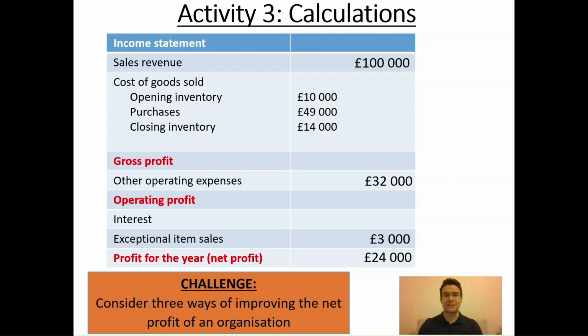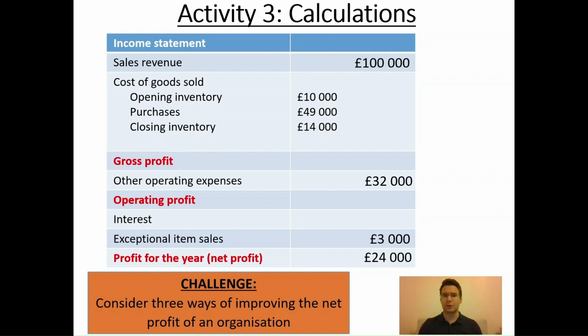We started off with sales revenue, that's the income into our business, of £100,000. And then we've got cost of goods sold. We opened with stock or inventory levels of £10,000. Then we purchased throughout the year £49,000 worth of stock. We closed with inventory, otherwise known as stock, of £14,000. So it looks as though, even though we spent £49,000 purchasing stock within that year, we actually didn't use it all because we closed with inventory higher than what we opened with.